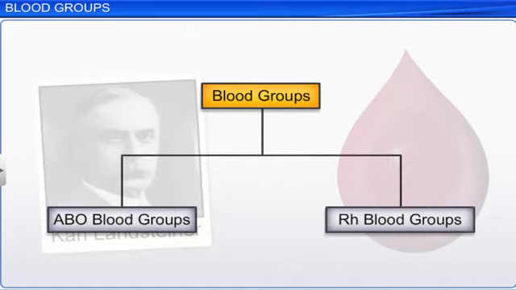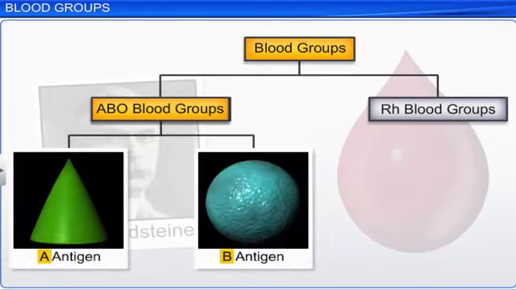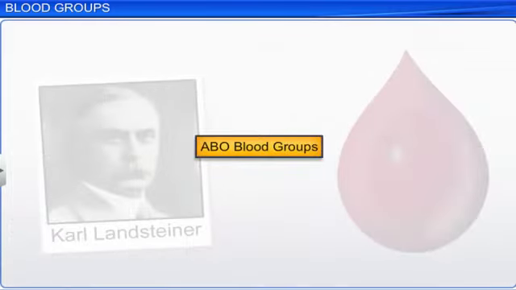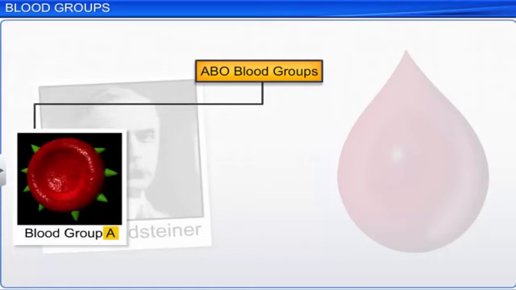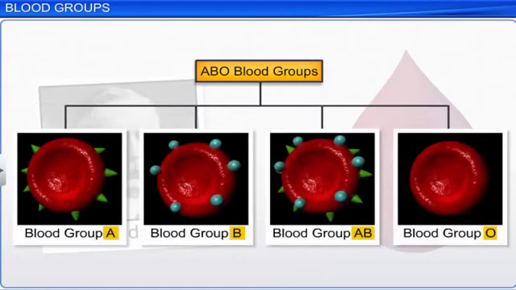and Rh blood groups. The ABO blood groups are differentiated based on the presence or absence of antigens A and B on the RBCs, while the Rh blood groups are differentiated based on the presence or absence of the Rh antigen on the RBCs. The different ABO blood groups are referred to as blood group A, B, AB, and O.